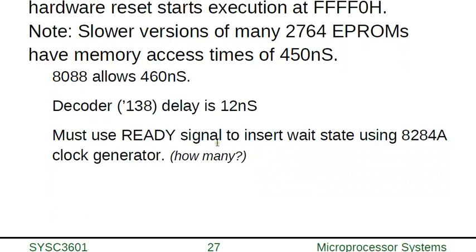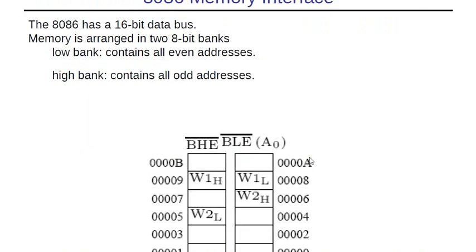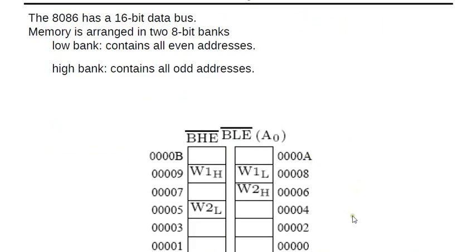Now, the 138 decoder delay, which is 12 nanoseconds, means we must use a ready signal to insert a wait state using the 8284A clock generator. Now the memory interfacing we have discussed, and next is banks.